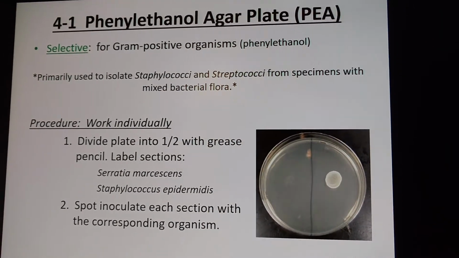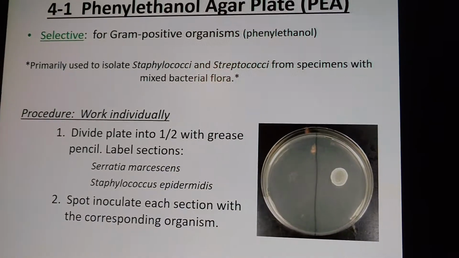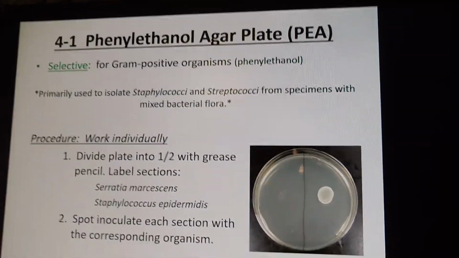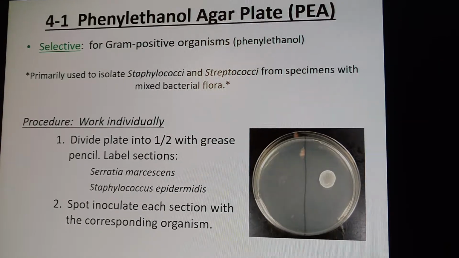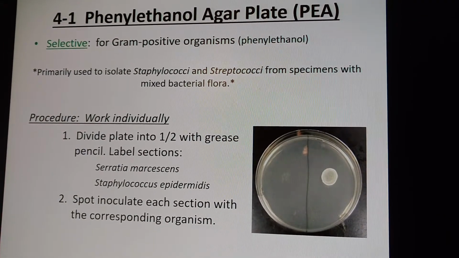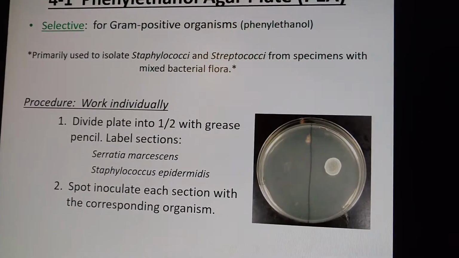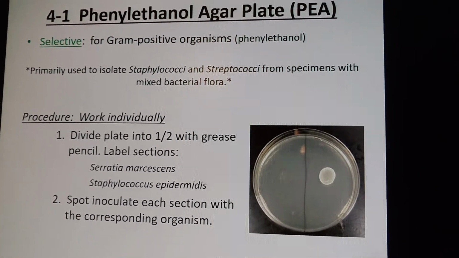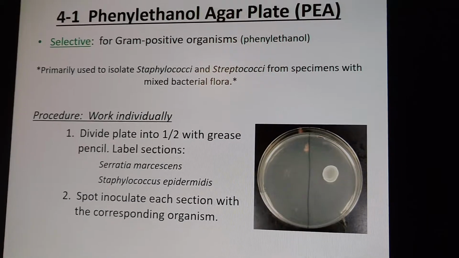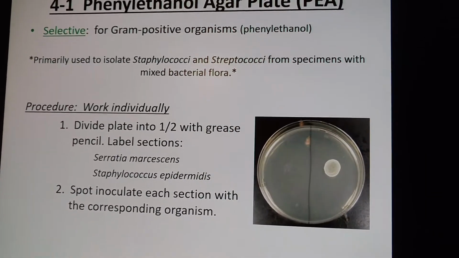It's going to kill off, or either kill or inhibit, I don't remember which, but it prevents gram-negatives from growing but allows gram-positives. It's primarily used to isolate staph and strep bacteria from samples with mixed microbiological flora, particularly bacteria. You'll divide your plates in half, or would be, this is the standard way of doing this when we're doing these tests.